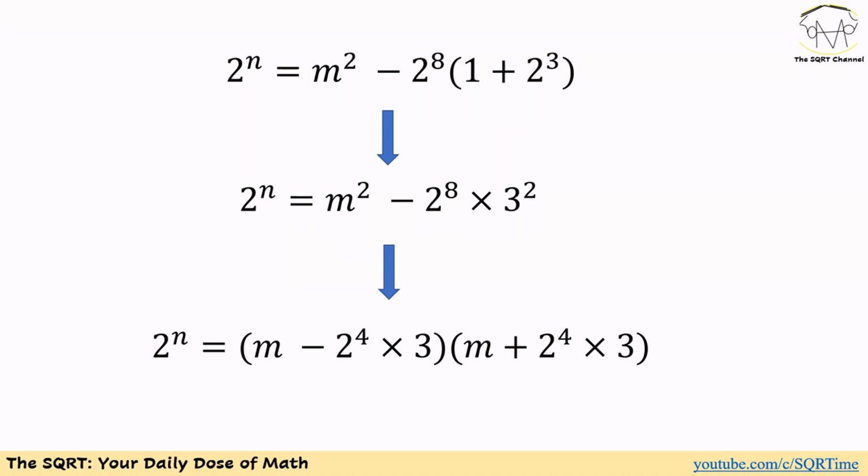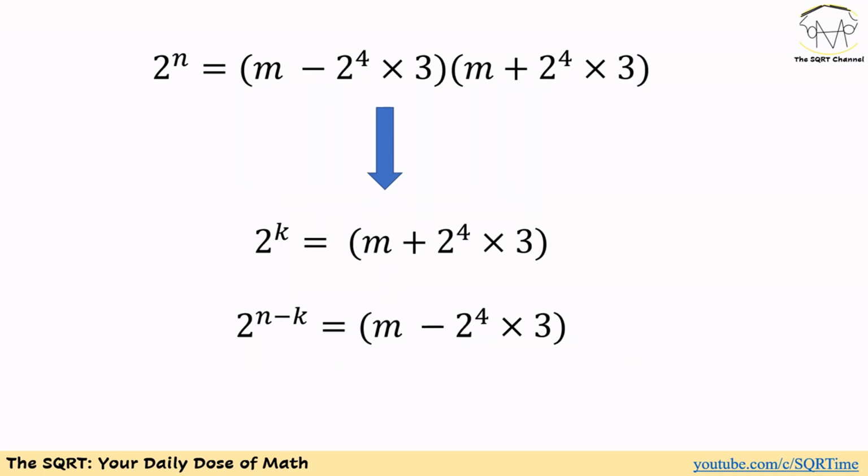Now we have m squared for the first term on the right hand side, and we have 2 to the power of 8 times 3 to the power of 2 for the second term on the right hand side. We are going to use the identity that a squared minus b squared is equal to a minus b times a plus b here. Obviously, we can write the equation as 2 to the power of n is equal to m minus 2 to the power of 4 times 3 times m plus 2 to the power of 4 times 3.